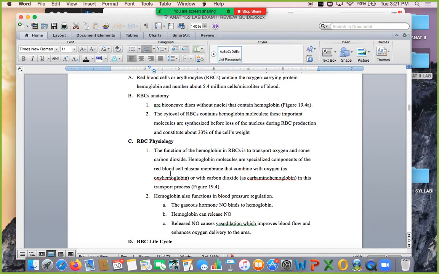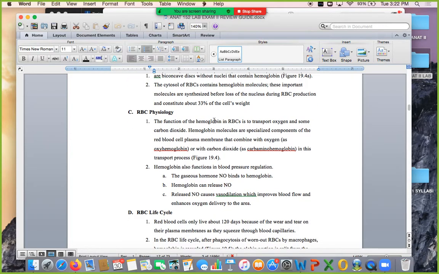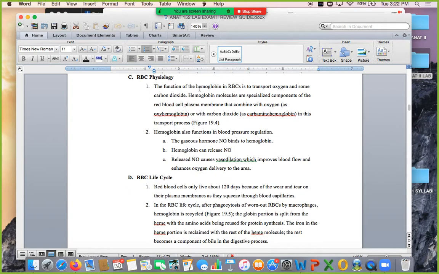Let's see. Red blood cells have no nucleus, they're anucleate, they're biconcave, and they have hemoglobin. Hemoglobin is the major molecule we are concerned about in red blood cells, in that it's able to carry both oxygen and carbon dioxide, mainly oxygen, and that's going to allow us to deliver and distribute oxygen to the tissues. About 33% of the red blood cell is comprised of hemoglobin molecules. Again, hemoglobin functions to transport oxygen and carbon dioxide, although carbon dioxide is also found as bicarbonate in the bloodstream.